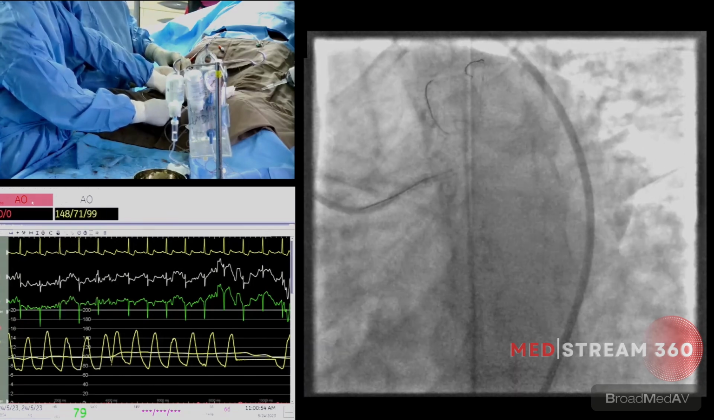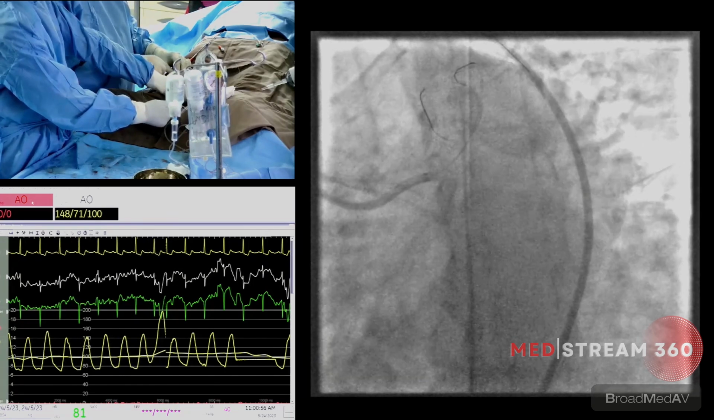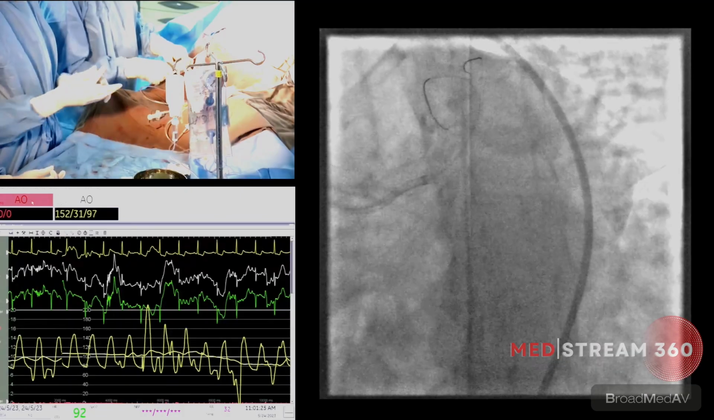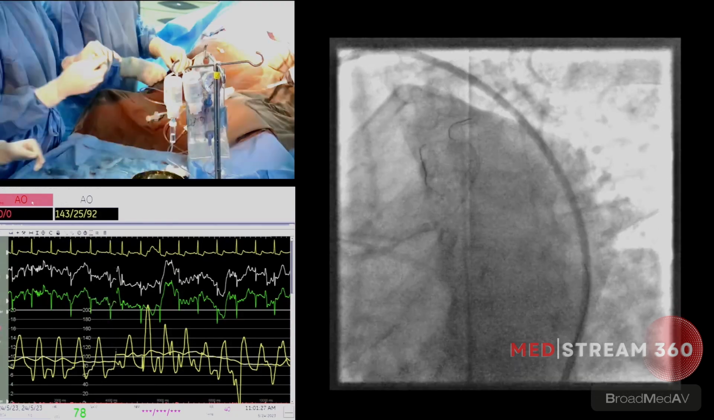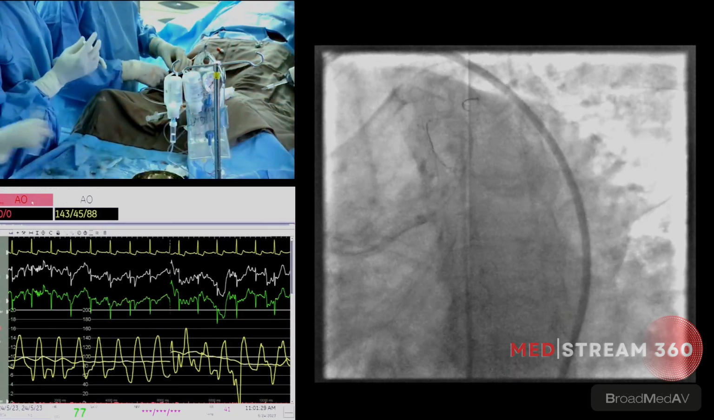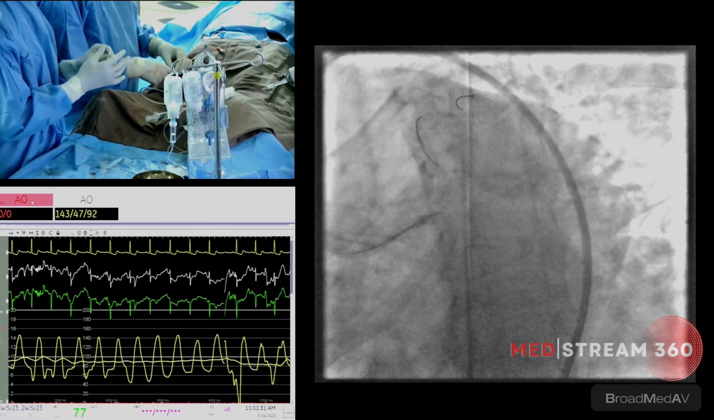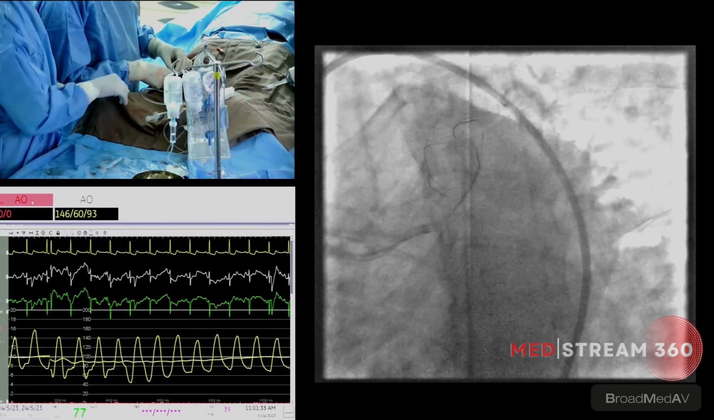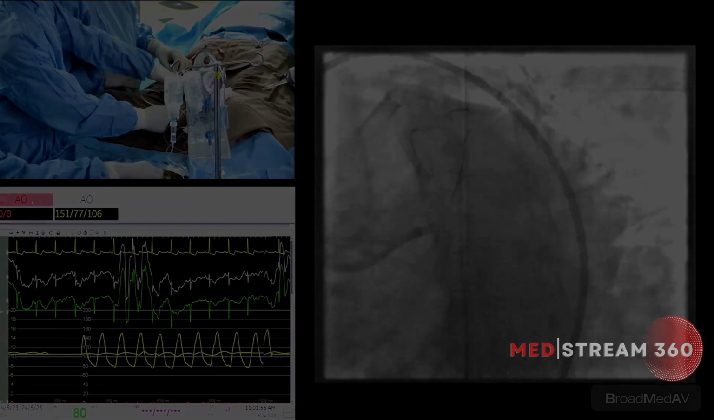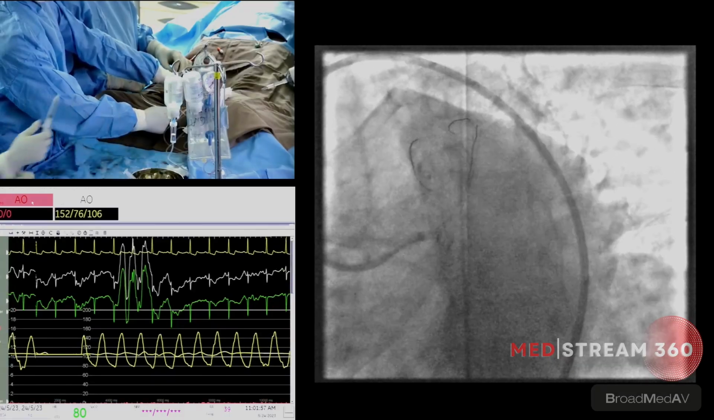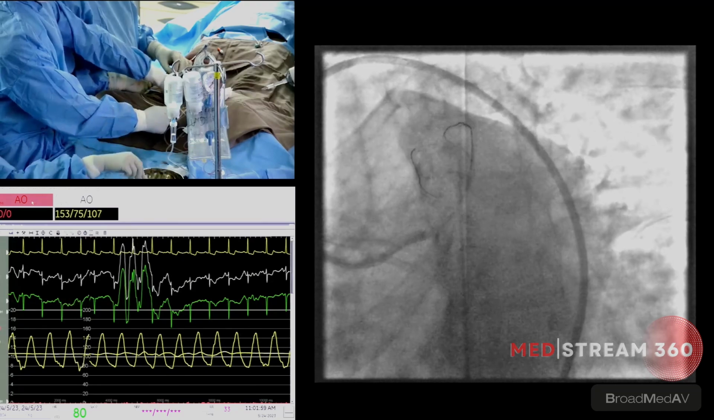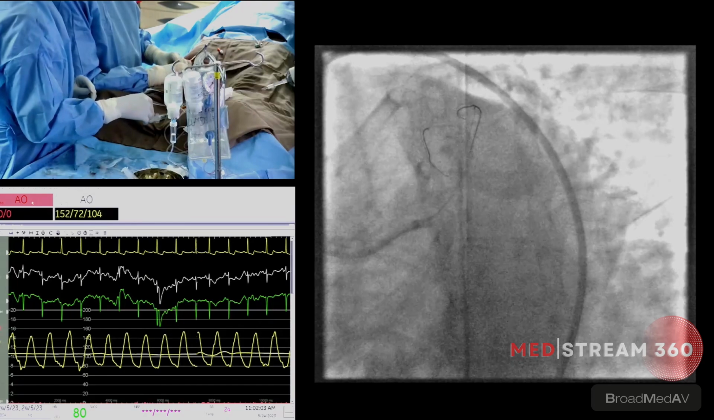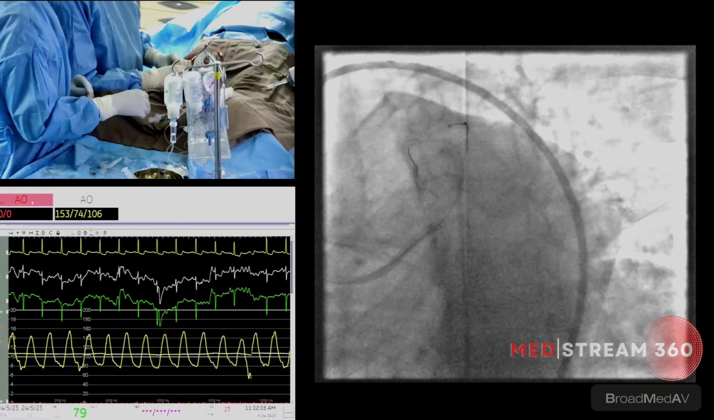Guide is directing to the circ, so I need to give a little bit of a curve. So I'm going to use the other wire as a marker to get into the diagonal. So we go into the LAD first distally. Okay, that's in the diagonal. And then we pull off the other diagonal wire.